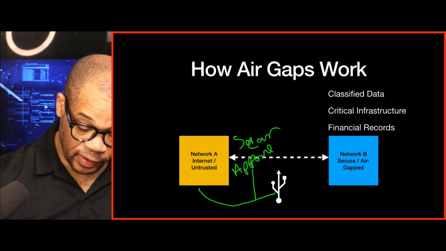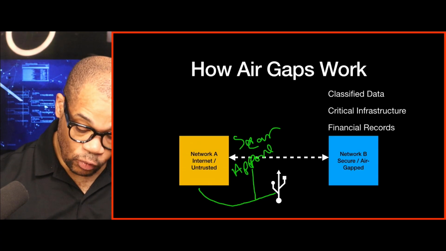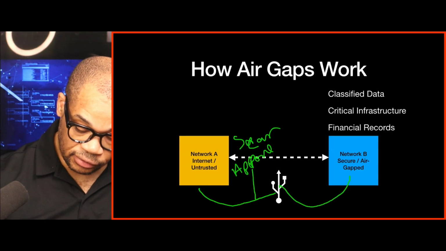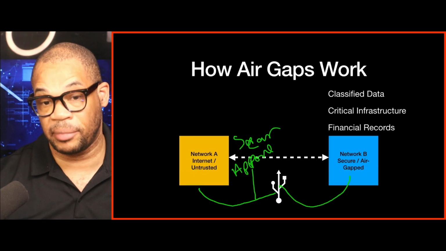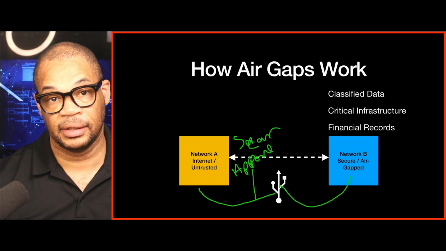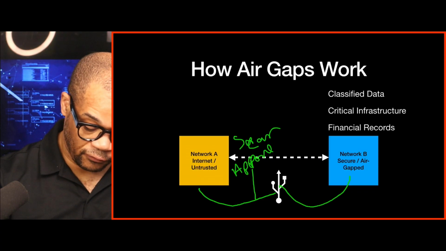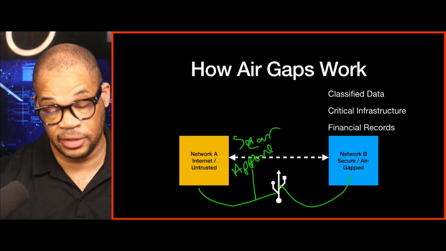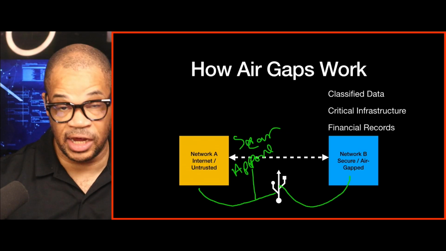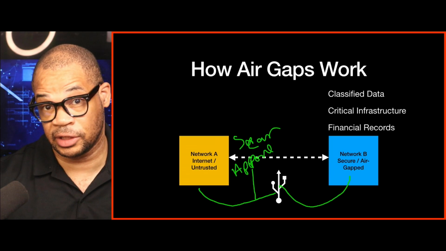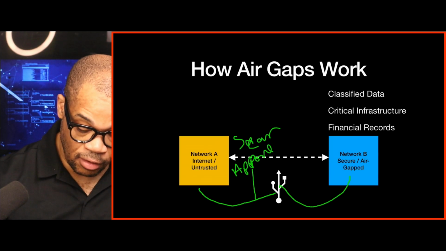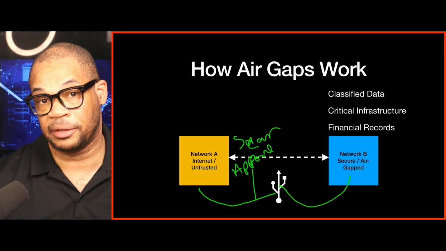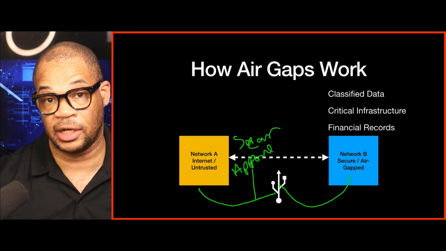Once we approve that data, we then want to move that information to our network B, which is air gapped. Again, we want to go from network A to our USB media device, do our scans and approve the information and data, and then move it directly to our network B that is secure and air gapped.